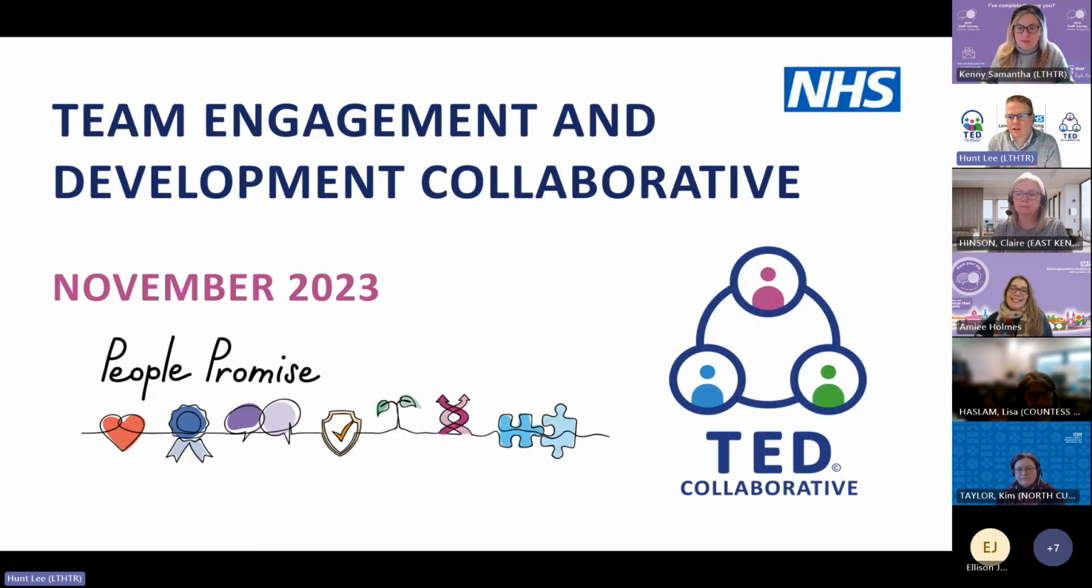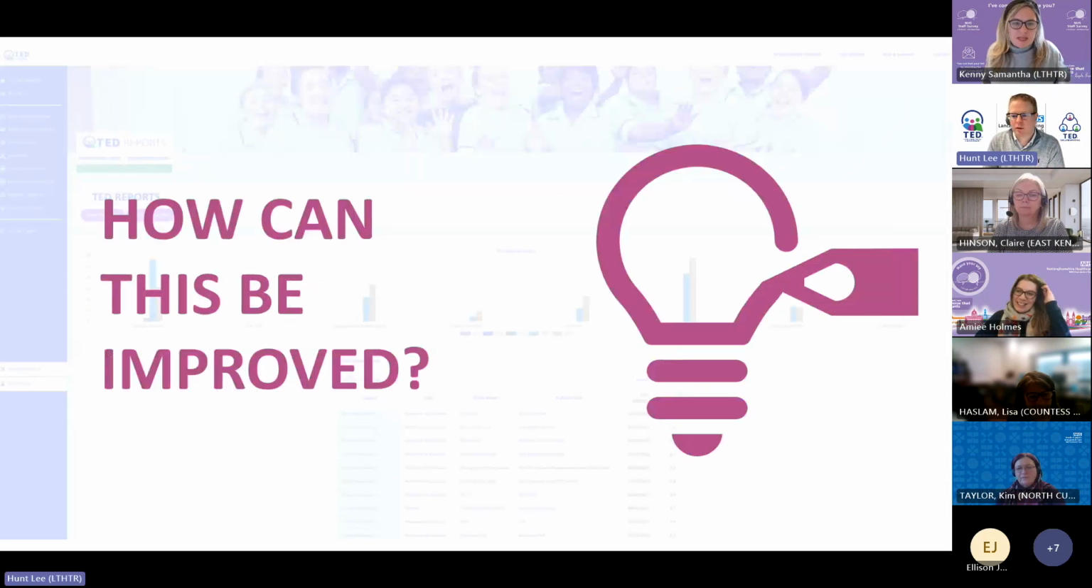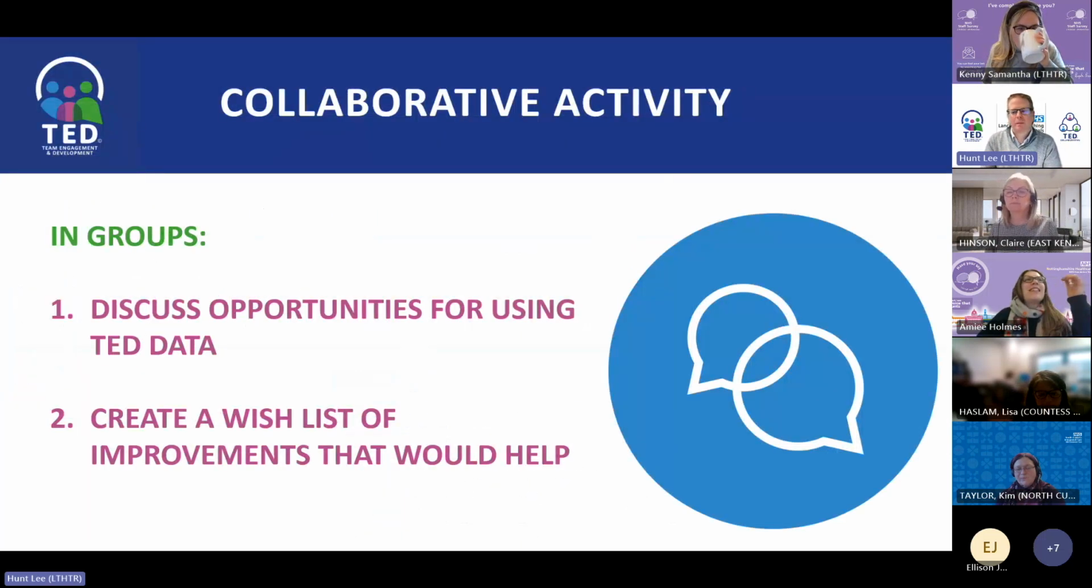That's great, thanks, Sam. So that leads us into our activity. What we're going to do is share a couple of links to a couple of different breakout rooms, just because our normal function, which takes you through to it, isn't working for us at the moment. But what we'd like you to do in each of your breakout rooms is discuss the opportunities for using TED data, and create a wish list of what you would like to see in there.